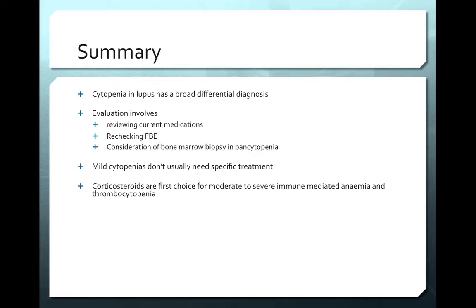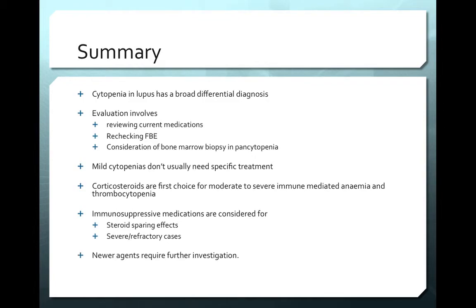Corticosteroids are the first choice for moderate to severe immune-mediated anemia and thrombocytopenia. Immunosuppressive medications are then used for either steroid-sparing effects or when steroids don't work and you're getting severe and refractory cases. The newer agents are out there, but really need a lot more investigation before we can incorporate them into mainstream practice.